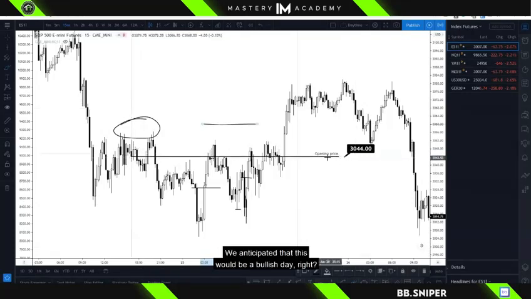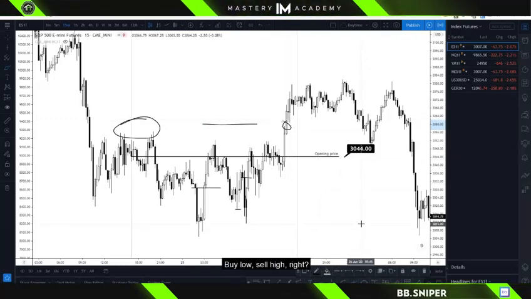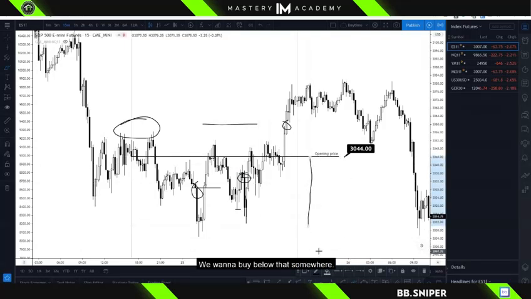We anticipated that this would be a bullish day. All right. We bought well below our opening price, and price at least was able to go to the original take profit, which was above the opening price, right? Buy low, sell high, right? That's what everyone on the internet says, buy low, sell high, but they don't put specifics on it. This is specific. Time of day, London Open, New York Open. Specifics, opening price, we want to buy below that.